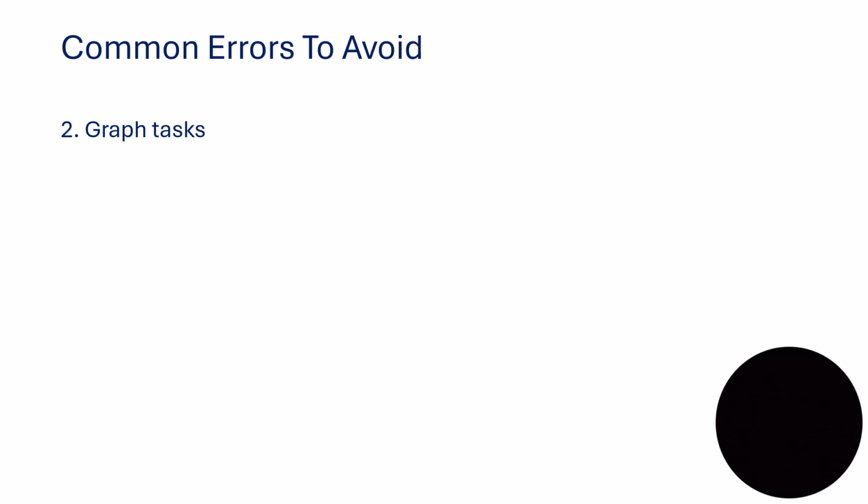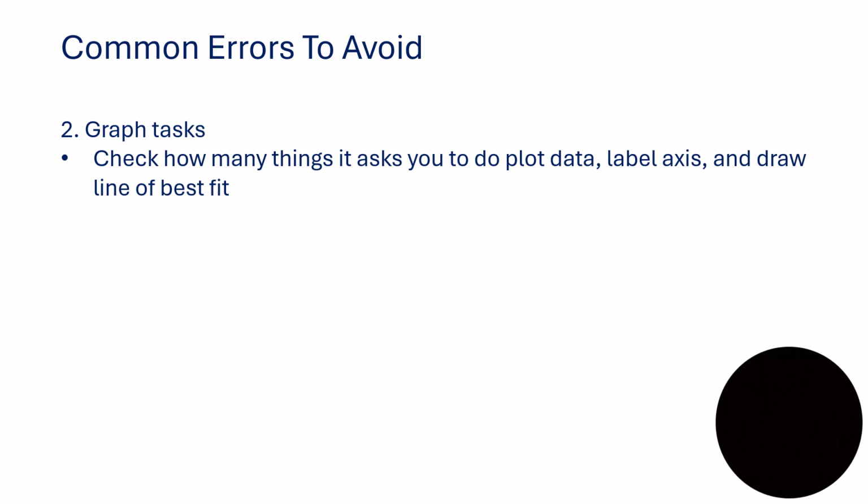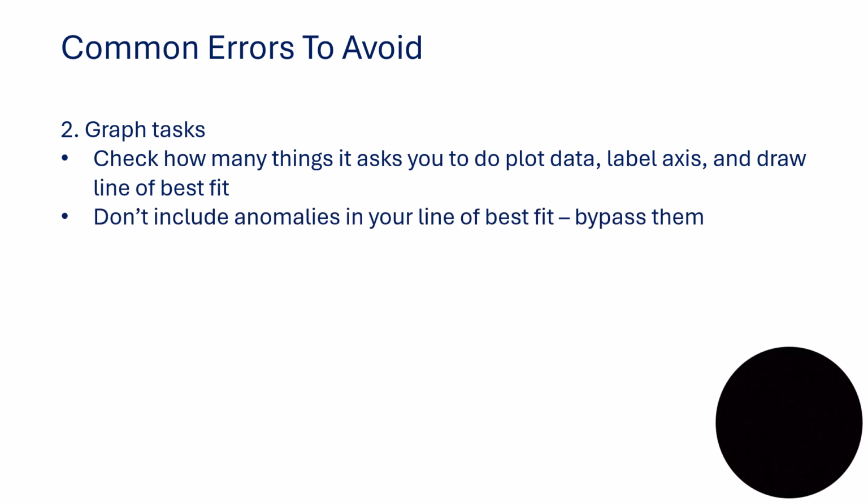And common errors to avoid on graph tasks. Generally, they ask you to do at least 3 things. So make sure you read the question carefully and you tick off the tasks as you do them. They generally ask you to plot the data from a table, label the axis, which you can get those labels from the top of the table, and then draw a line of best fit. Once you've plotted your points, don't include any anomalies that stand out from your line of best fit. Bypass them. Don't do a little mountain or molehill to incorporate them. It should be a straight line of best fit.